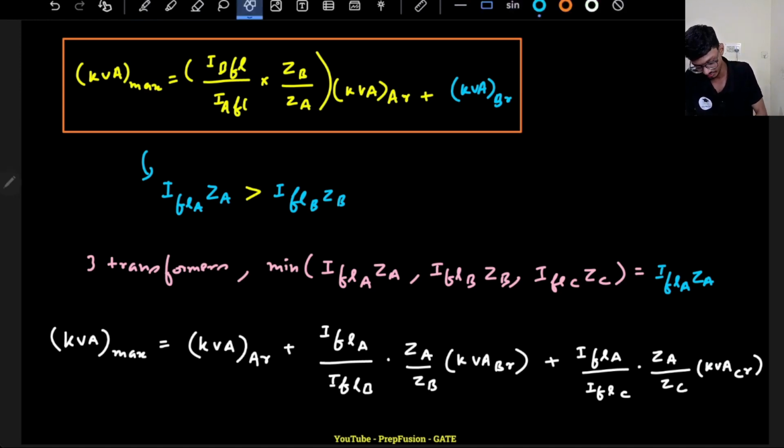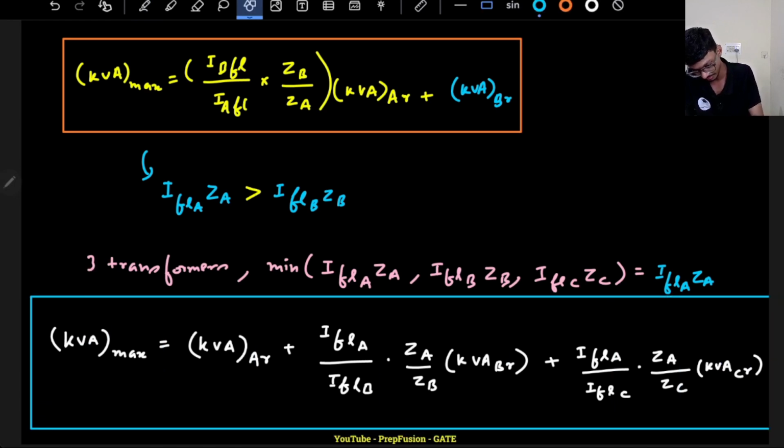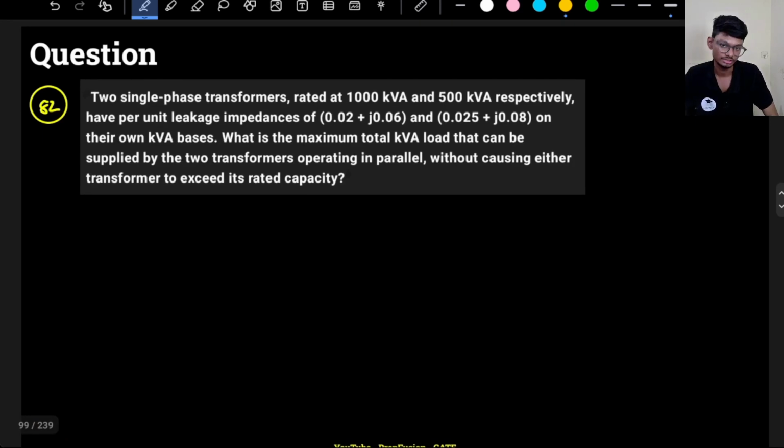I just give you an example. If this is the case, if this is satisfying, right? Remember, this has to satisfy, then only this formula will be applicable, else this will not be applicable. That's why understanding the concept behind every formula is very, very important. So now let's come to this problem.